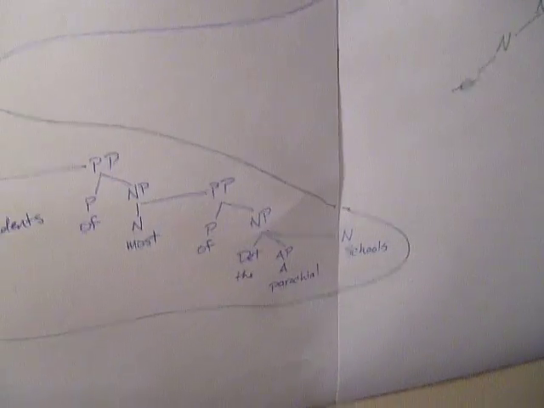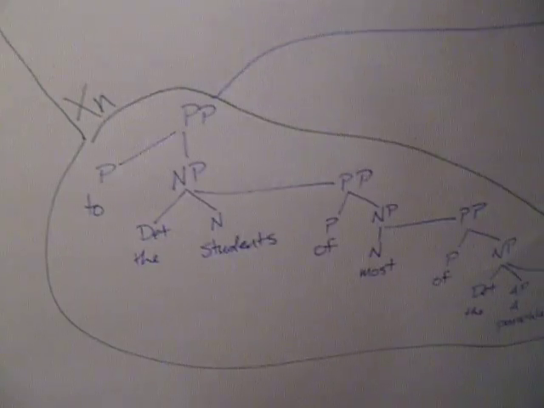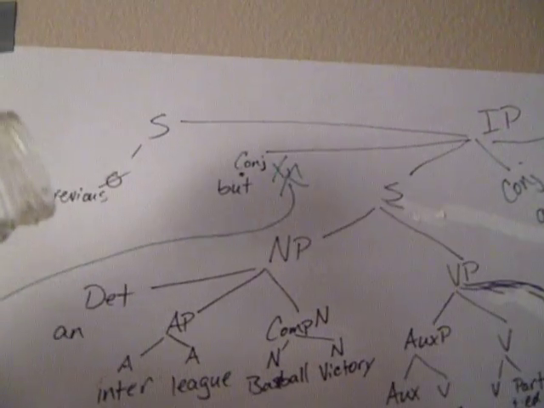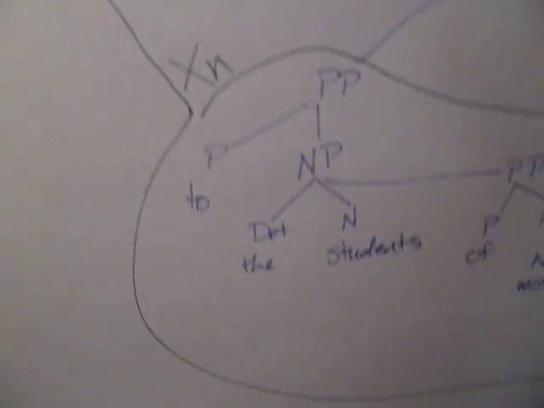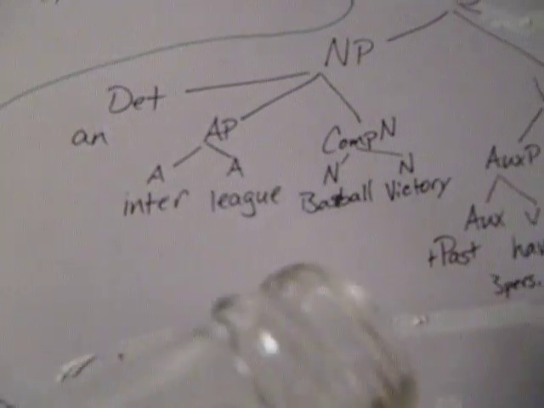Okay, now this little puppy right here is circled, and there's an X in it, which is syntactical slang for transformation. If we follow this all the way to the top of the sentence, what we did was we fronted this prepositional phrase. In other words, we moved it to the front. And so the sentence actually reads, but, sorry about that, to the students of most of the parochial schools, then you go up here, and interleague baseball victory.